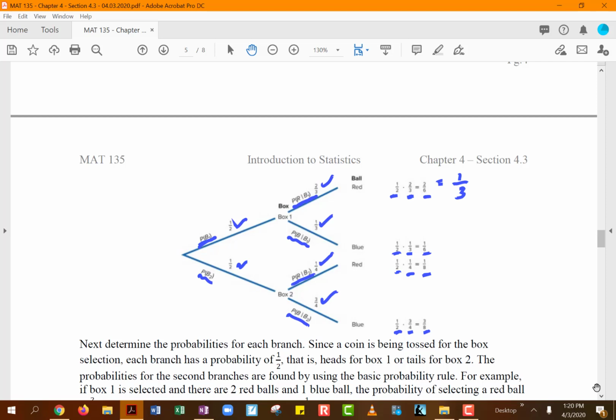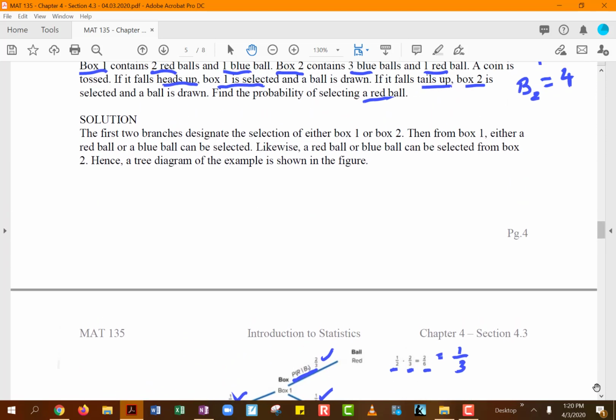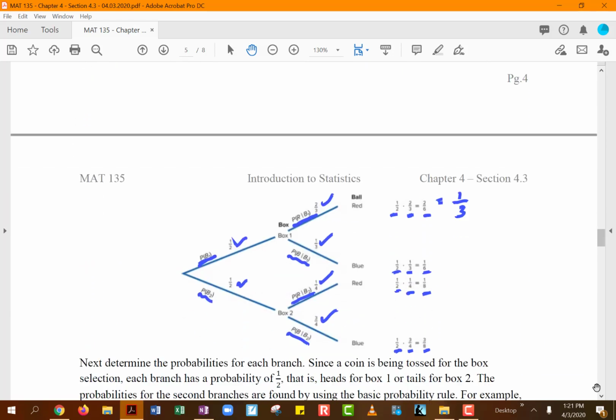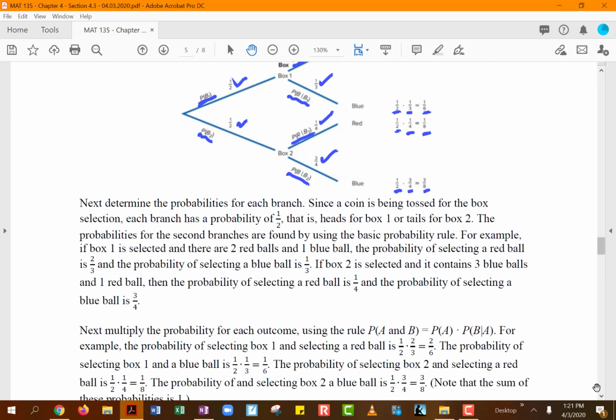So that's how you would calculate the probabilities for this little example here, and that's what they're talking about here. They're saying the first two branches designate: are you choosing box 1 or box 2? Then from box 1, are you choosing a red or a blue ball? And same thing, if you chose box 2, then what's the probability of choosing a red or a blue ball? That's what this tree diagram is helping us do.